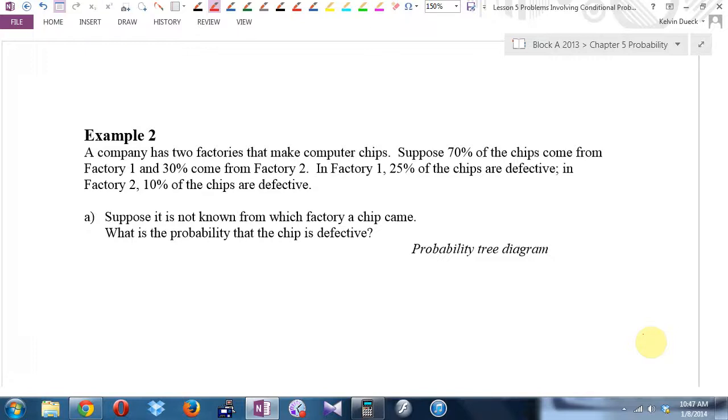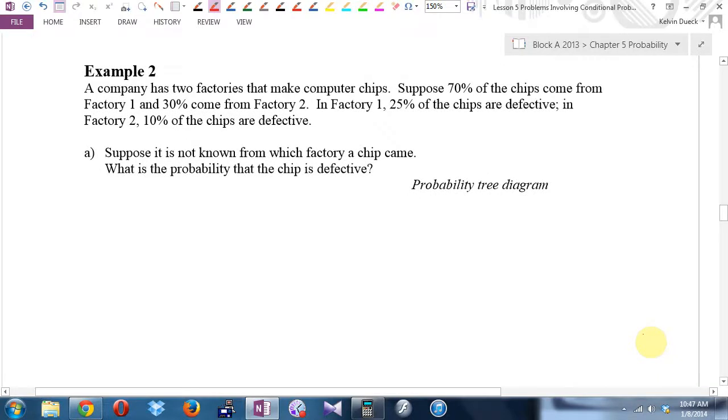Okay? We're going to ask 2 questions. First of all, suppose you buy a chip, you don't know what factory it came from, what's the probability that it's defective? But then we're gonna ask the more interesting management question. Suppose management picks a chip from their stock and it's defective, what's the probability that it came from factory one? That's a much more interesting question if you're doing industry, okay? We're gonna solve it using a tree.